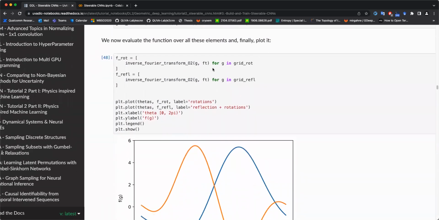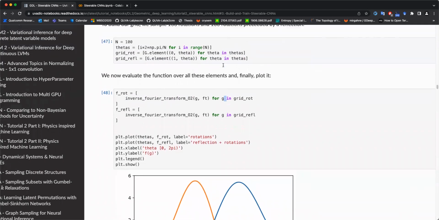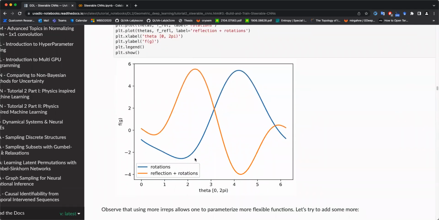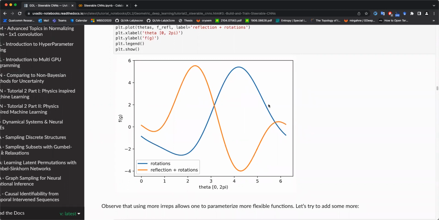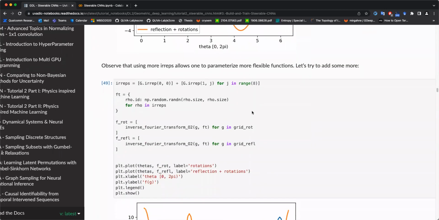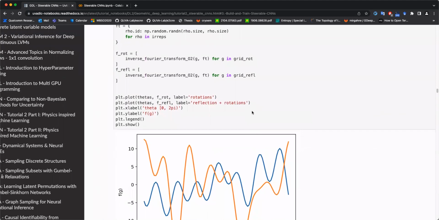And then we can try to take the inverse Fourier transform you implemented above to evaluate this function on every group element in this discrete grid we built. So we can try to plot it. So this is the value of the function over the rotations. And sorry, this is over the rotation reflections. And that's cool. This is a continuous function over our infinite group, but it has only a finite number of parameters.